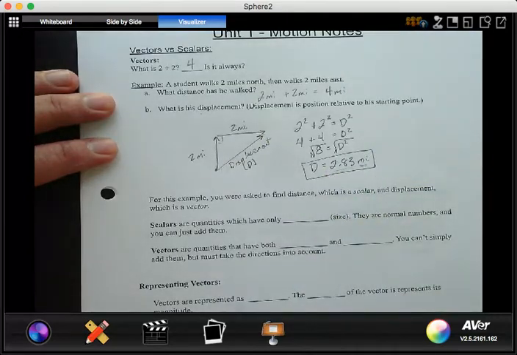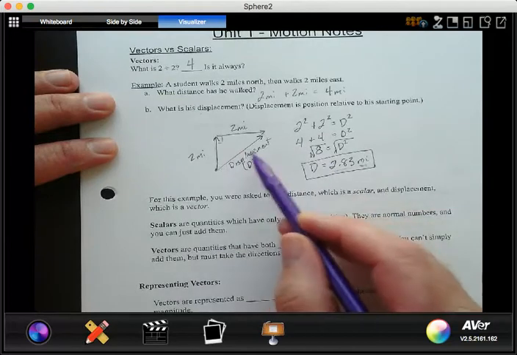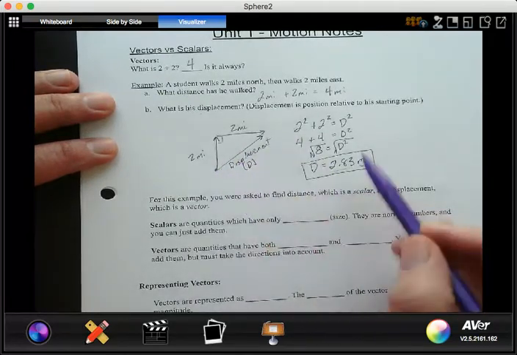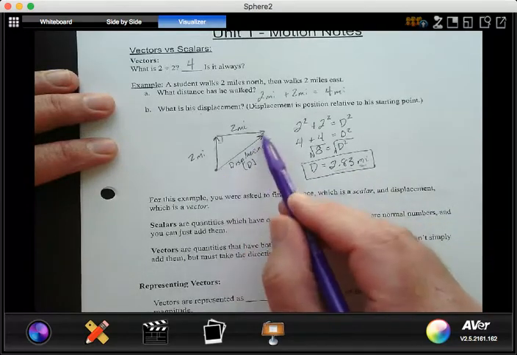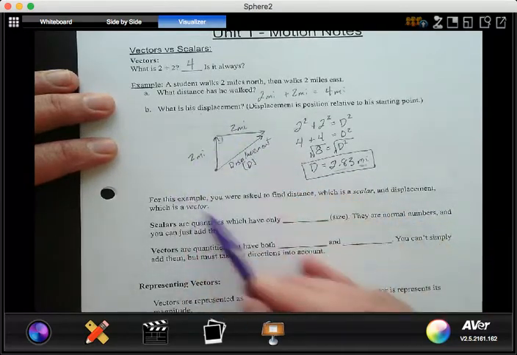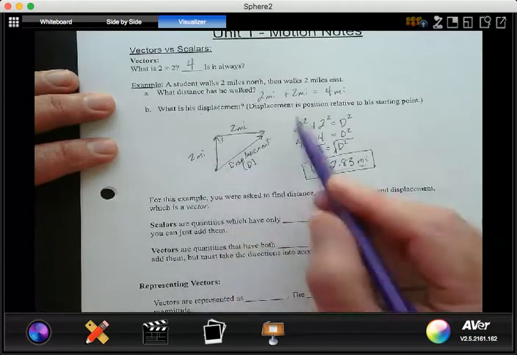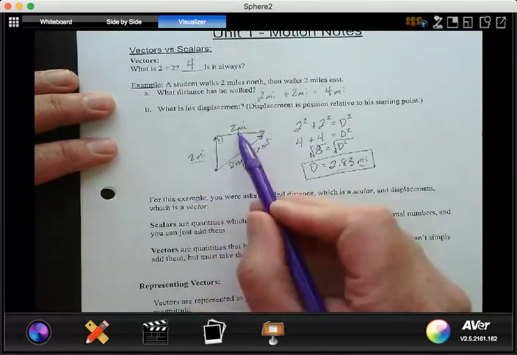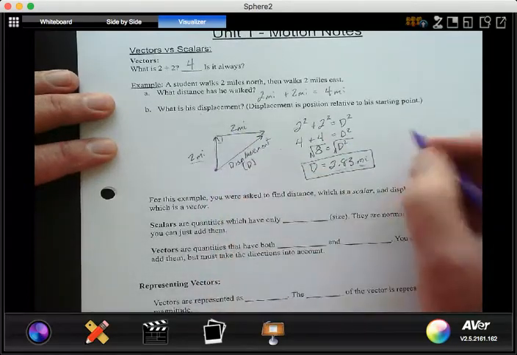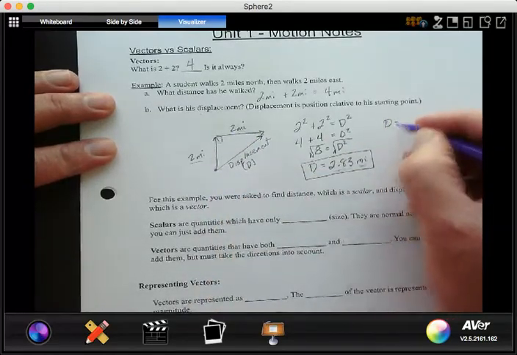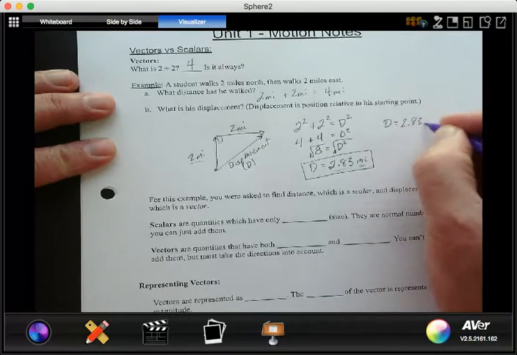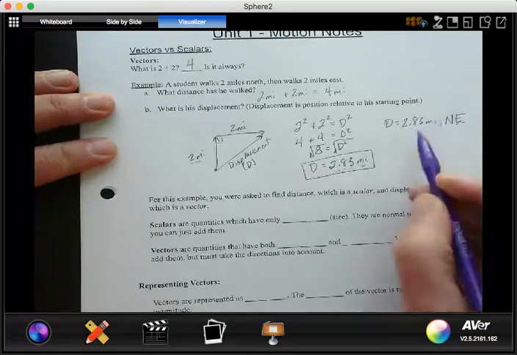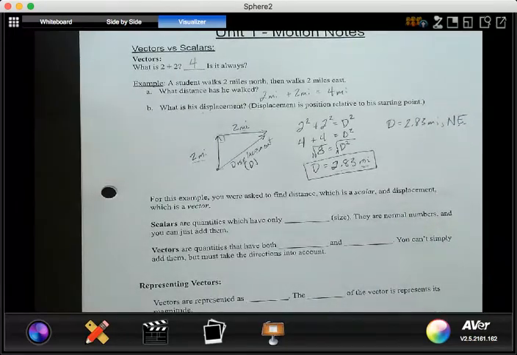Now, we're not quite done because that doesn't fully describe his displacement, right? He is 2.83 miles from here, but there's a whole circle of points that are exactly 2.83 miles from that point. We have to describe this point exactly. Now, in this case, it's pretty easy because it's halfway between north and east because these are equal. So we can just say his displacement is 2.83 miles northeast. I have to put the direction as well.